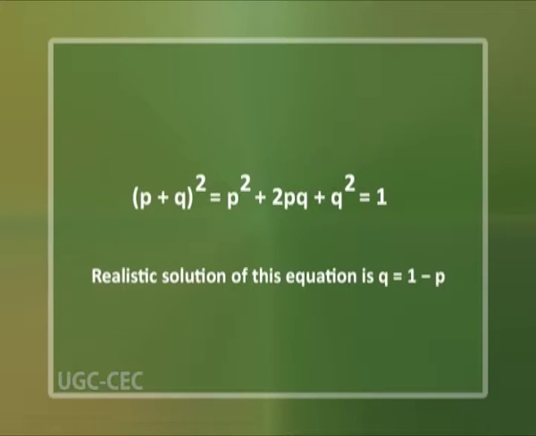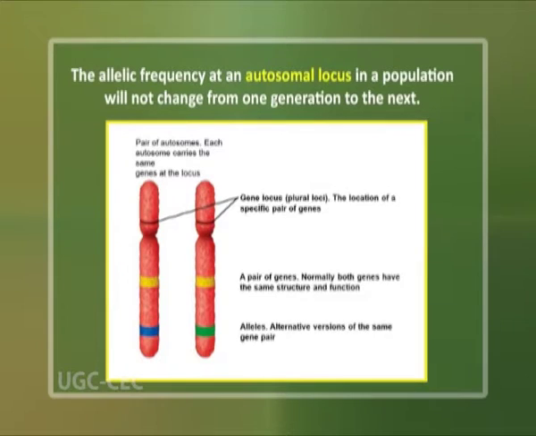The sum of all genotype frequencies in this case is the binomial expansion of the square of the sum of p and q, and such a sum, as it represents the total of all possibilities, must be equal to 1. Therefore, (p + q) whole square is equal to p square plus twice pq plus q square, which is equal to 1. The realistic solution of this equation is q equal to 1 minus p. Since Hardy-Weinberg law describes an ideal condition, it makes use of certain assumptions: the allelic frequency at an autosomal locus in a population will not change from one generation to the next.